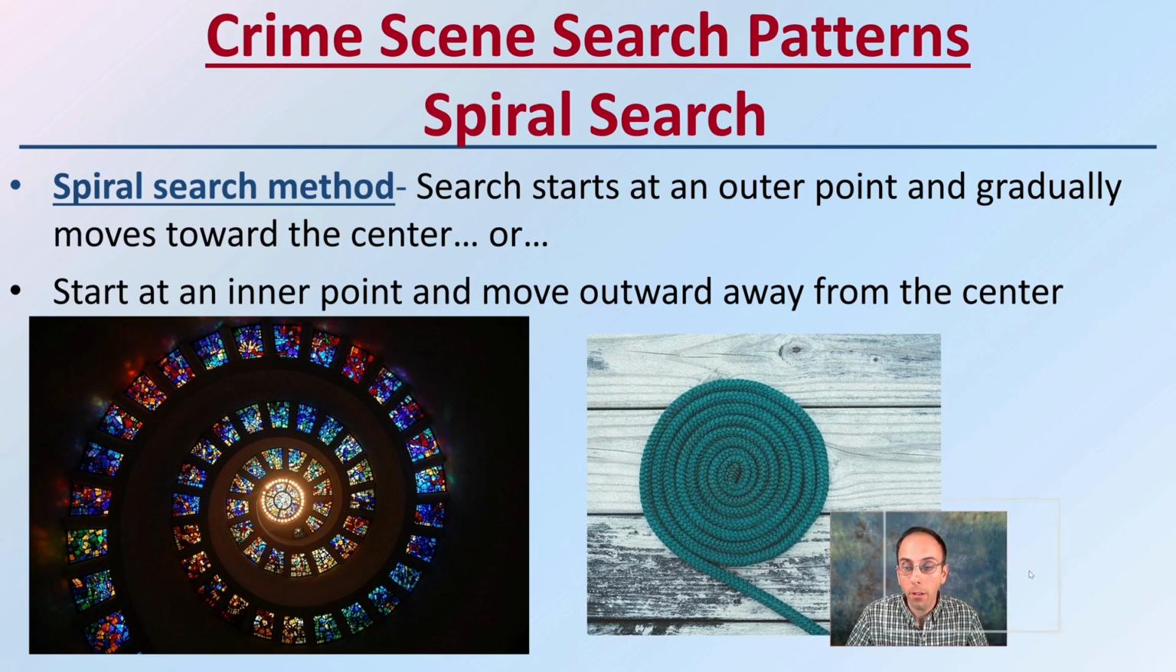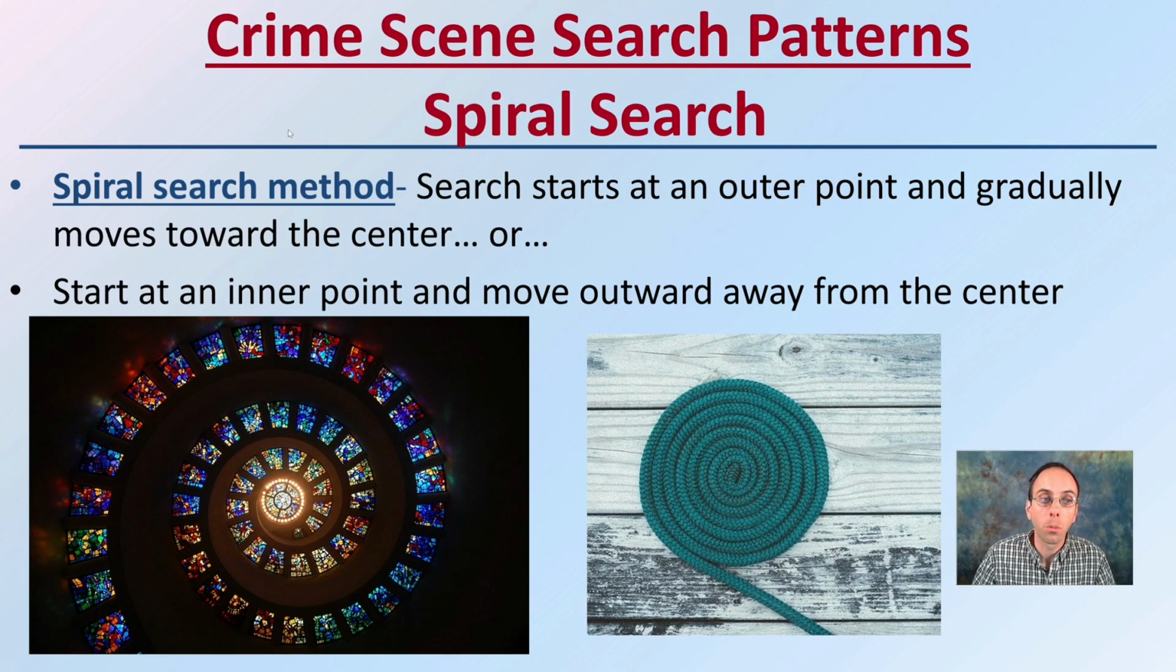Now, these search patterns, so exactly how you're going to search a room. Well, there's something called a spiral search method, and this starts at an outer point and gradually moves toward the center. Or it could start at an inner point and move outward from that center, as we see in the images here. Depending on the room, the area, and the scene, that may influence what type of search method you use, but this is one example, and this is called a spiral search.